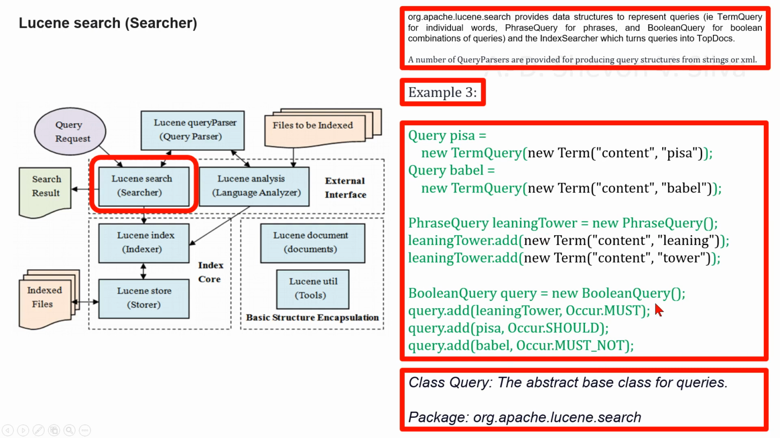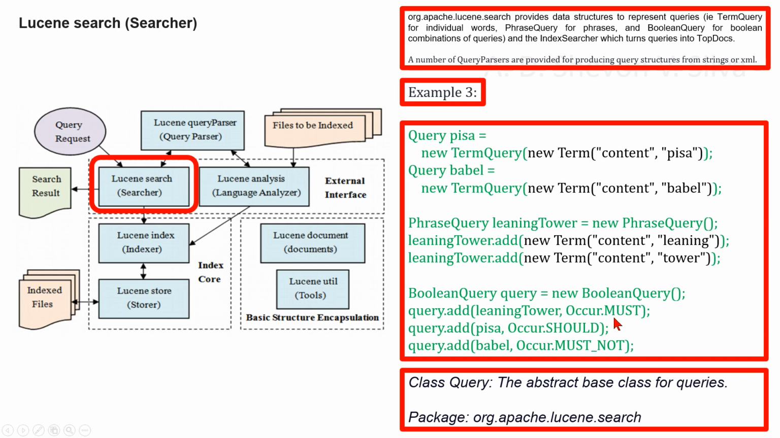Here this constructor constructs an empty Boolean query, and here the add method adds a clause to a Boolean query. Here is the enum BooleanClause.Occur.